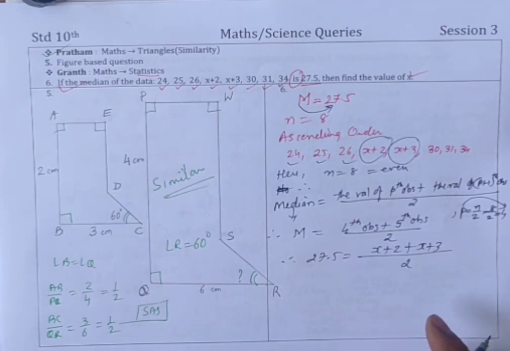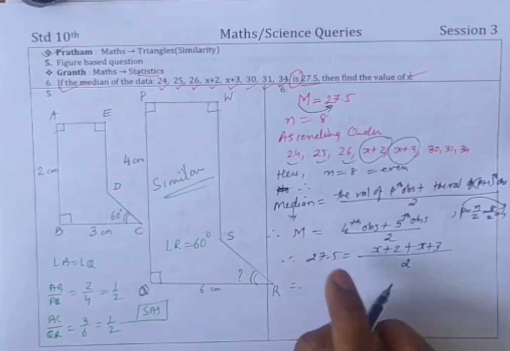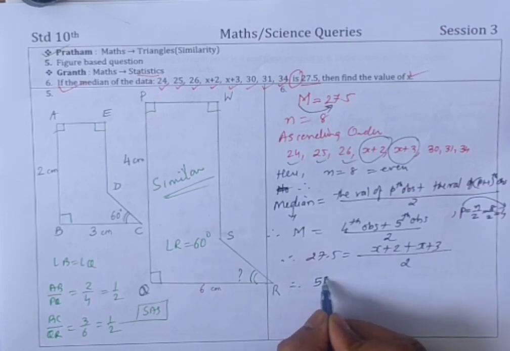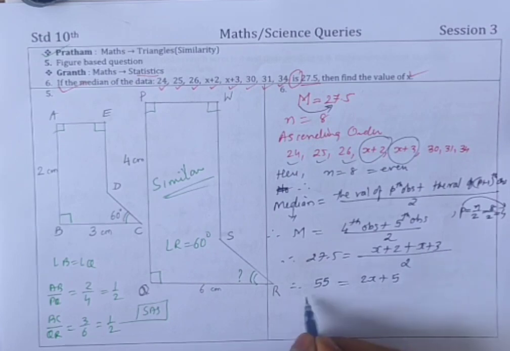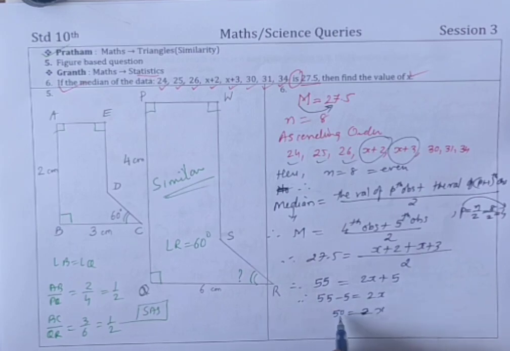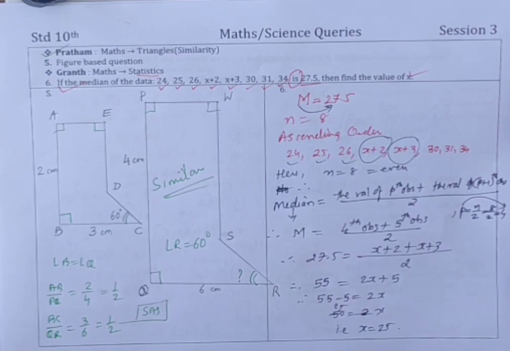You got a linear equation in one variable x. बोलो क्रॉस मल्टीप्लाई करो, इसका डबल हो जाएगा, that is 55 is equal to x plus x, 2x plus 5. So 55 minus 5 is 2x. So 50 is 2x. 2 ones are 2, 25 is i.e. x is equal to 25. That's the value of x. Is that clear, children? Good.